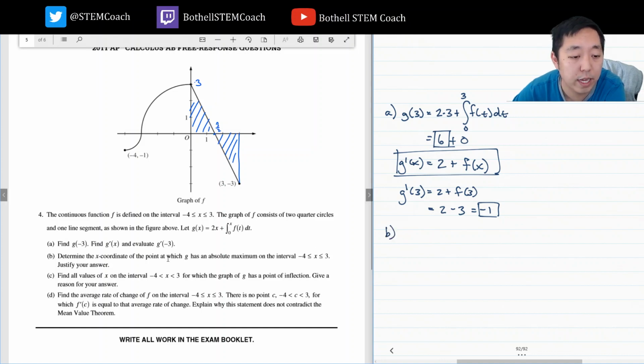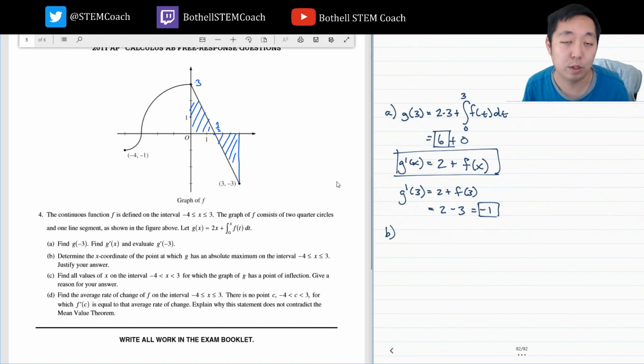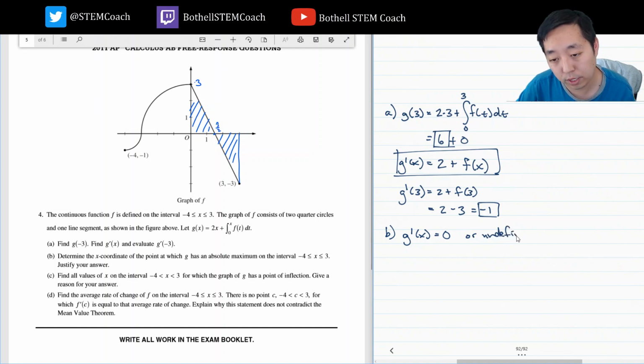B, determine the x-coordinate of the point at which g has an absolute minimum on the interval. Okay, so let's think about when g has an absolute maximum on the interval. To find the absolute maximum, I want to find the critical numbers. I want to compare all the critical numbers and the endpoints to see which one is the biggest. So the critical numbers are my candidates. They're sort of like the spots where there's a local maximum, so it could be the maximum. So I want to know where g prime of x equals 0 or is undefined. The undefined part is important in this case.